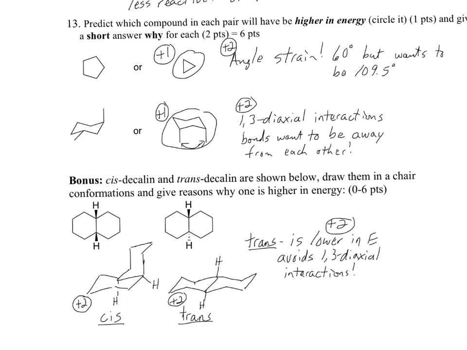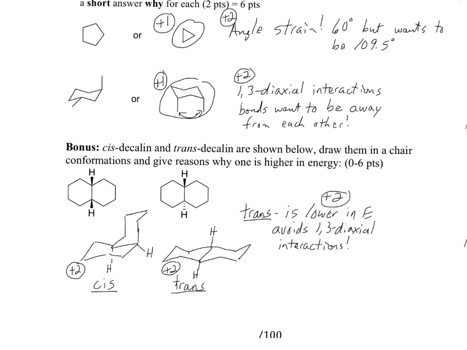And the final question is a bonus question about cis-decalin and trans-decalin. Draw them in the chair conformation. So if you look here, cis means the 2 H's are on the same side. Trans means 1 H is up and 1 H is down. And you had to draw these 2 chair structures to get that. Pretty difficult to do. Here's the cis.